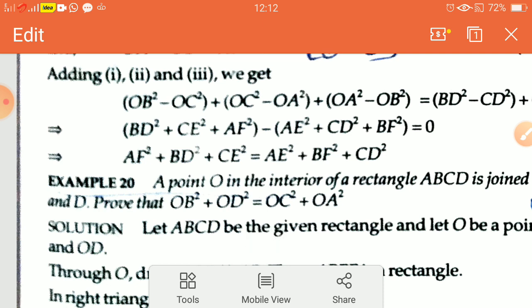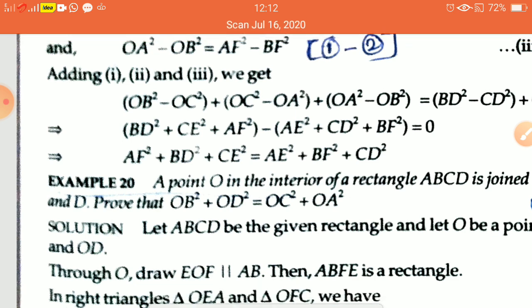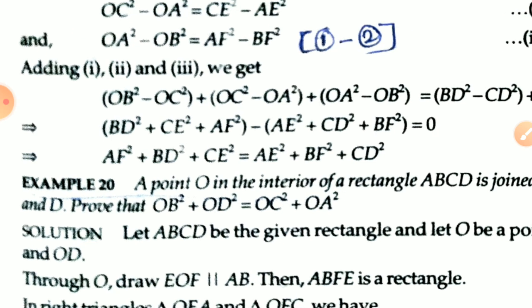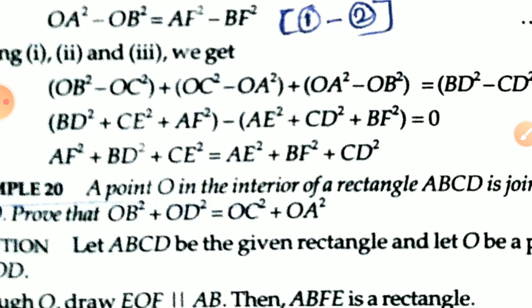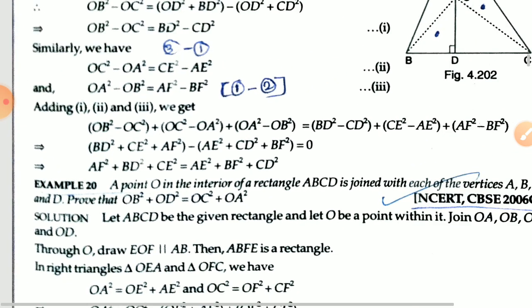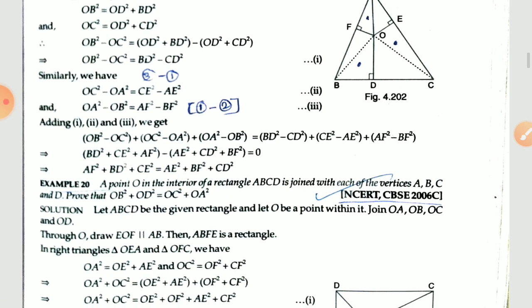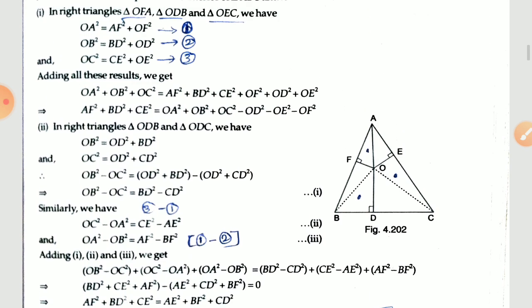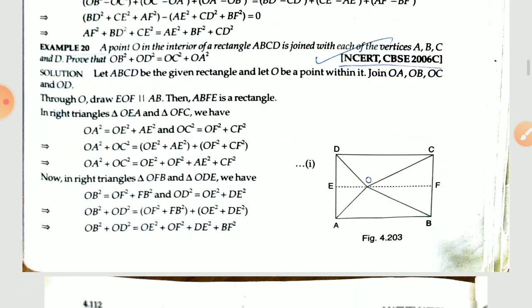Then after solving this equation, we will get AF square plus BD square plus CE square is equal to AE square plus BF square plus CD square. So in this way we have solved our question number 19, and now we have to see the next example.